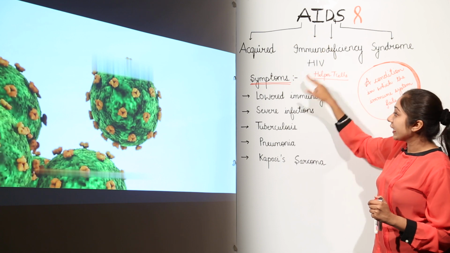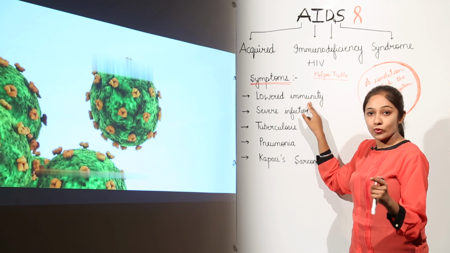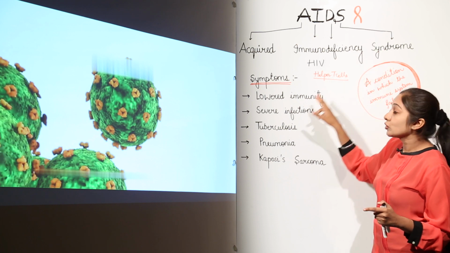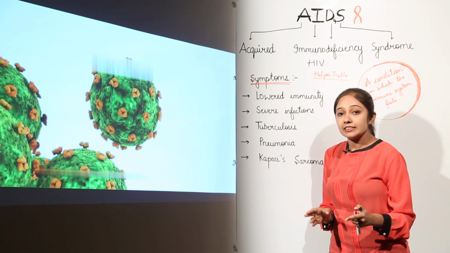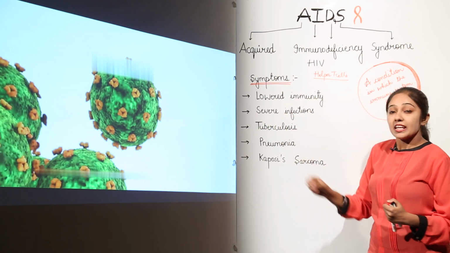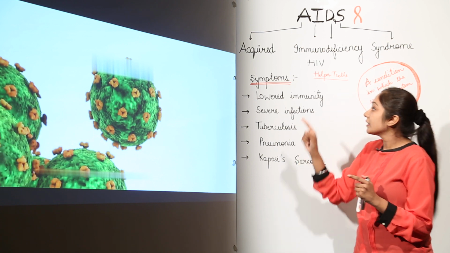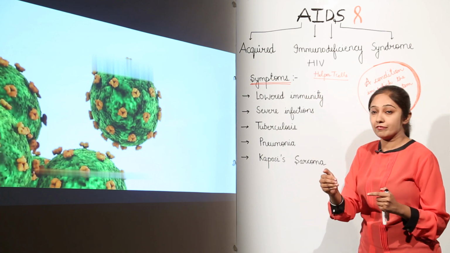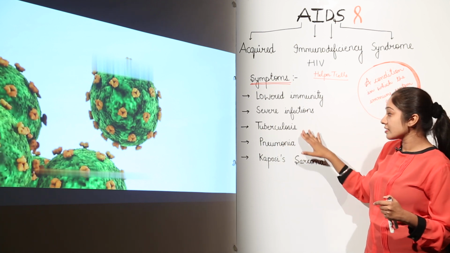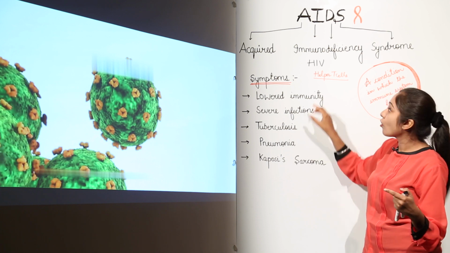What are the symptoms of AIDS? The symptoms of AIDS are lowered immunity. As I told you earlier, it is going to attack the immune system of your body, and it's an immunodeficiency syndrome. So the immunity of your body to fight diseases, to fight infections is going to be lowered, and there will be severe infections. Even a small infection is going to be very severe because of the immune system which is getting weak when a person has AIDS. Then tuberculosis. Tuberculosis and pneumonia, these are respiratory diseases. They are also the main symptoms of AIDS.